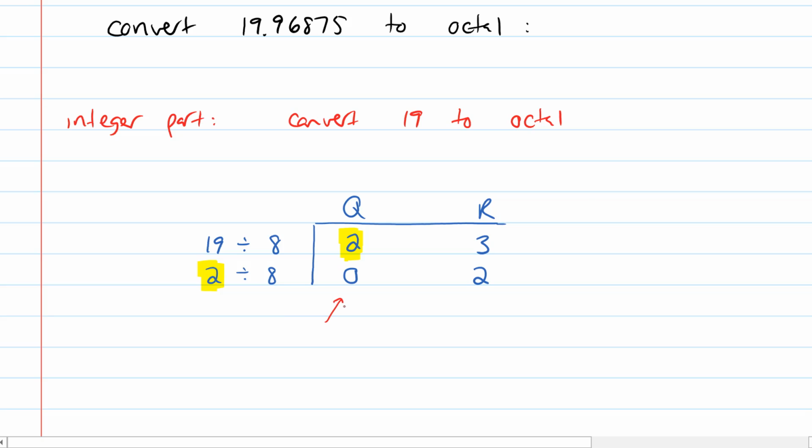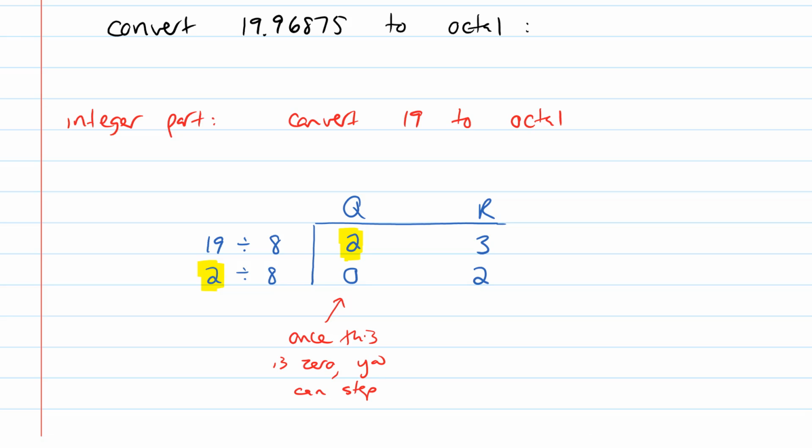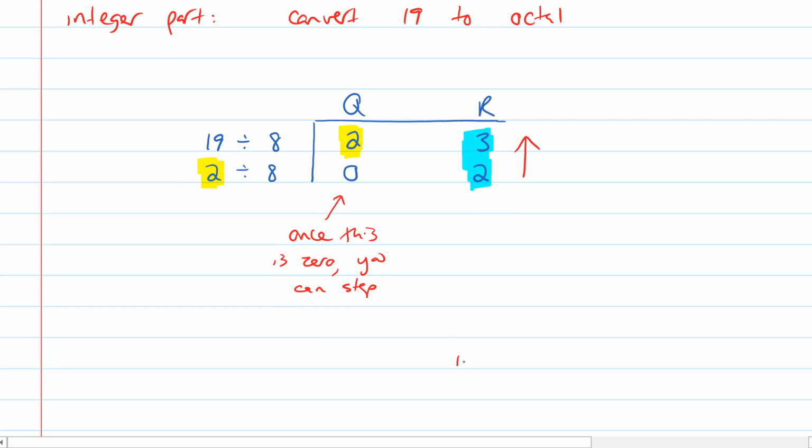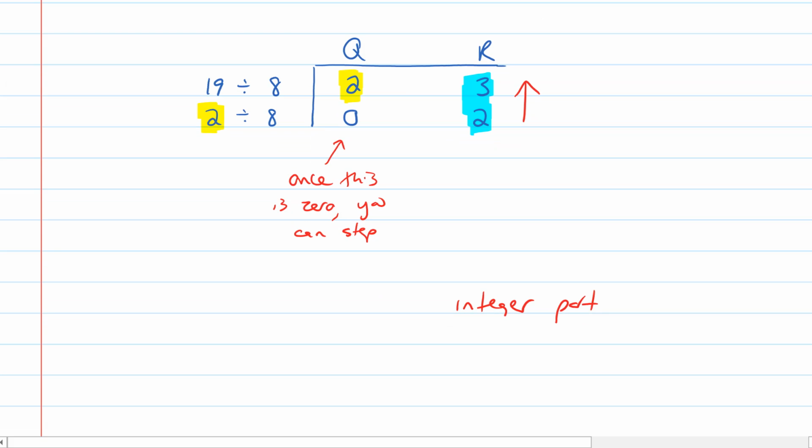Remember that once the Q column goes to 0, you can stop. Then we highlight the remainder column, and we can write our answer starting from the bottom and moving up. So we get that the integer part, which is 19 base 10, is equal to 23 base 8.